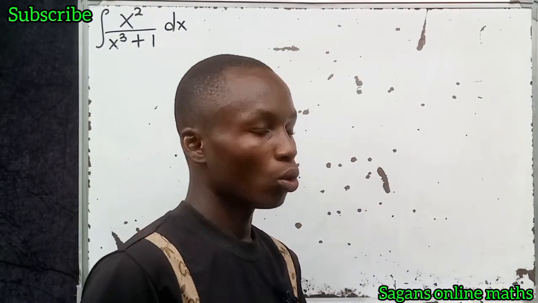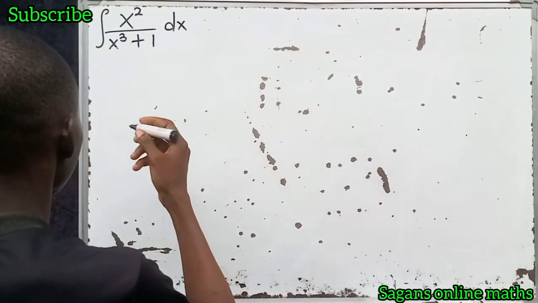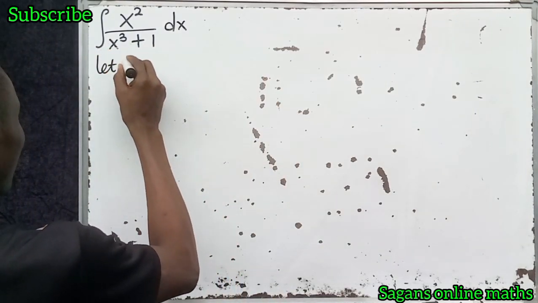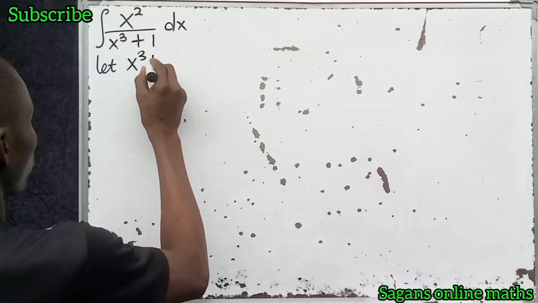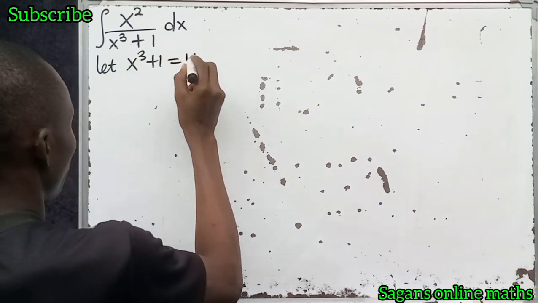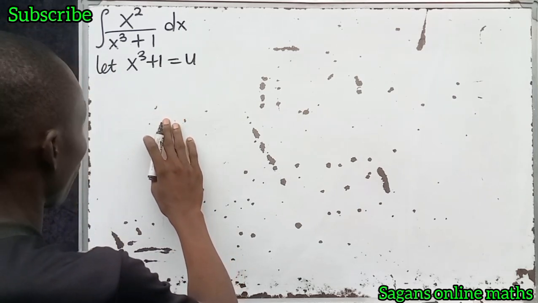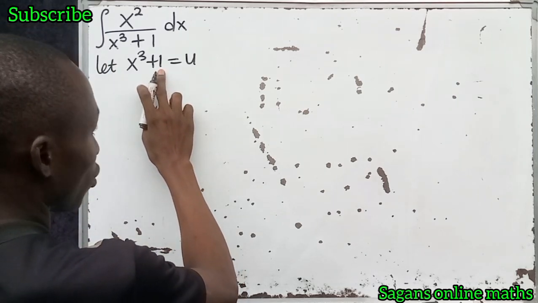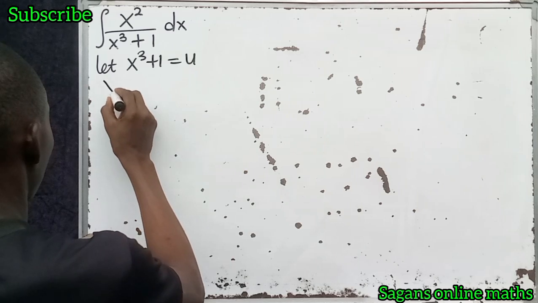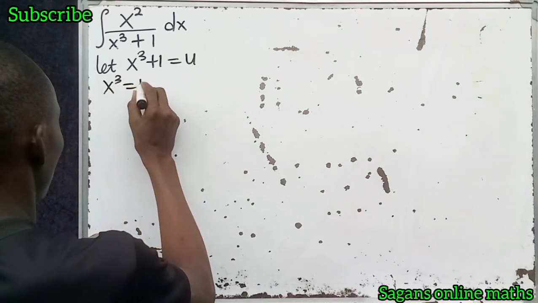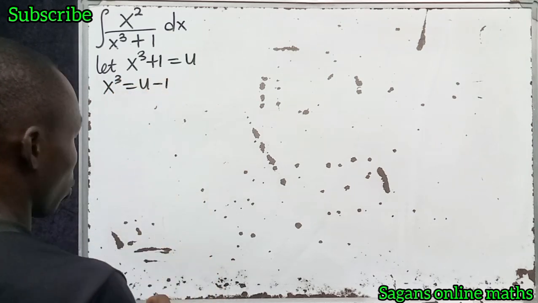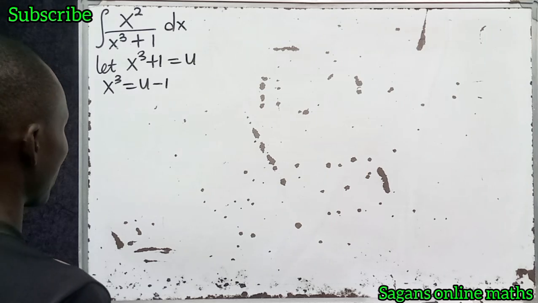So we are not wrong if we say let x to the power of 3 plus 1 equal u. Now from here, let's make x the subject of the formula. So we will have to subtract 1 from both sides, right? So we're going to see that x to the power of 3 is equal to u minus 1, because we subtracted 1 from both sides.